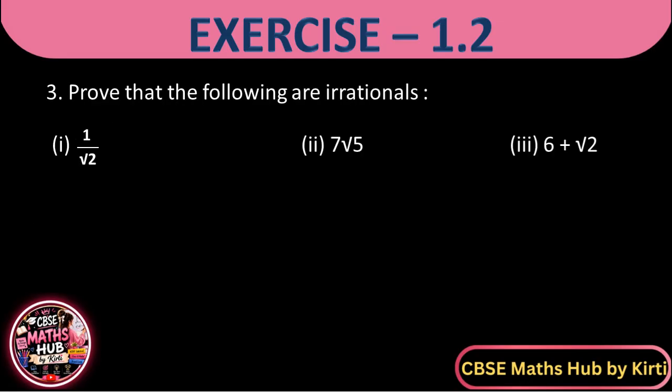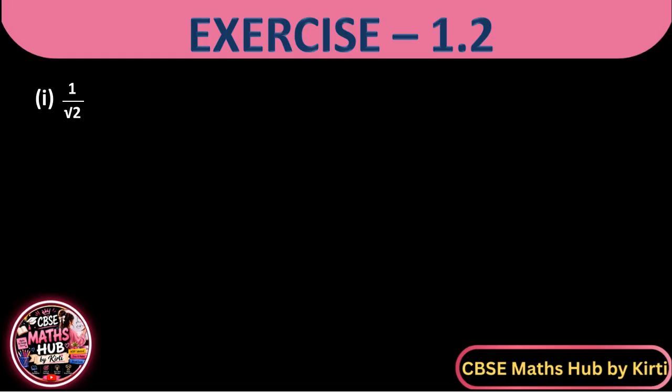In this question, we have to prove that the following numbers are irrational. The first is 1 upon root 2. The second is 7 root 5. And the third is 6 plus root 2. We will solve all three parts one by one using the same logical approach. So, let's begin with the first part in the next slide.